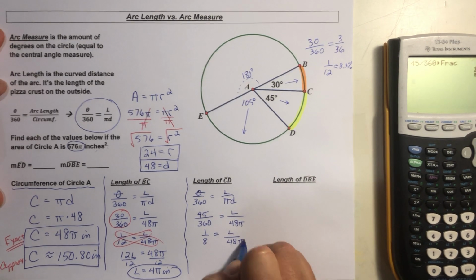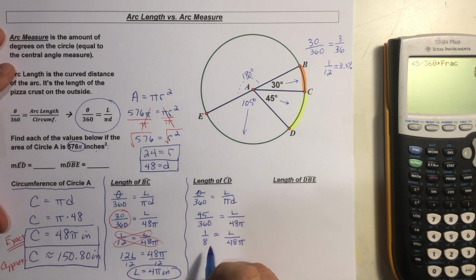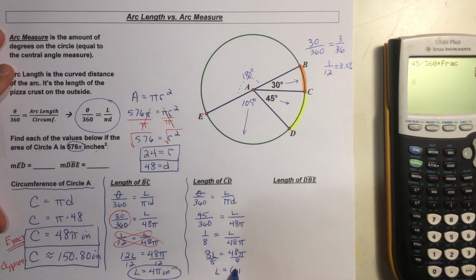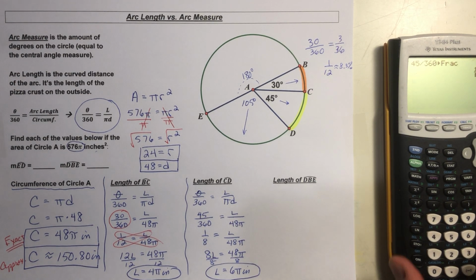All right, so now, again, I write my proportion. I'm going to cross multiply. I get 8L equals 48 pi. Divide both sides by 8, and we get L equals 6 pi inches. All right, I'm going to leave these in exact form. If you wanted to, you could type it in your calculator and get a decimal.